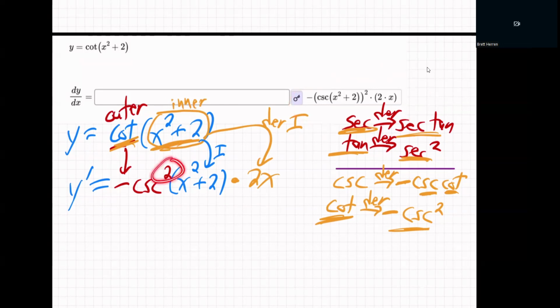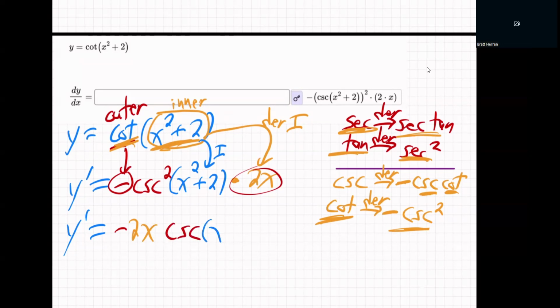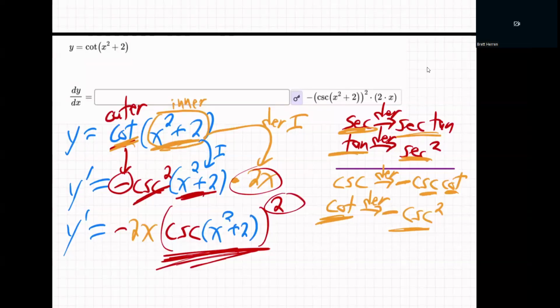Oh yeah, how do you write that 2 power? Let me help with that. I'd probably put this negative and this 2x in the front. You don't have to, but it's kind of nice. And then we have cosecant of x squared plus 2, and then you put around that whole thing the 2 power. See, because that 2 power is on the cosecant, that means it's on the whole cosecant function. The x squared plus 2 is plugged into the cosecant function with the 2 power outside of the whole thing. So there's the right answer.